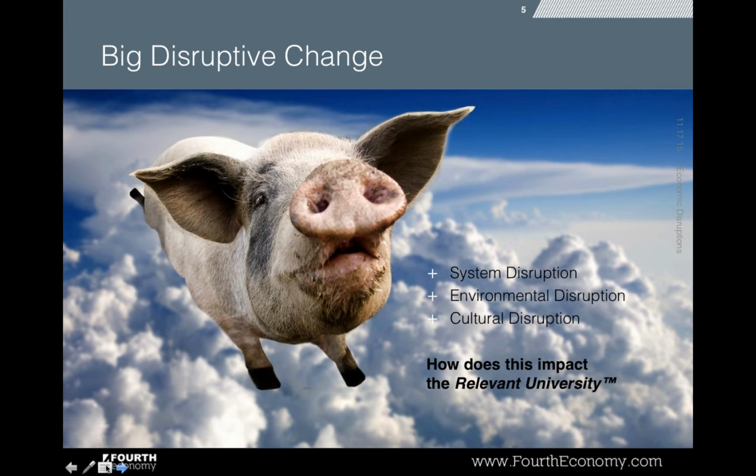And in particular, we're going to talk about three areas of disruption: system disruption, environmental disruption, and cultural disruption, which will hopefully provoke some thinking and discussion around how these disruptions impact the relevant university and the domains of talent, innovation, and place. And that's something you can read more about in UEDA's Foundations for Strategy and Practice document.